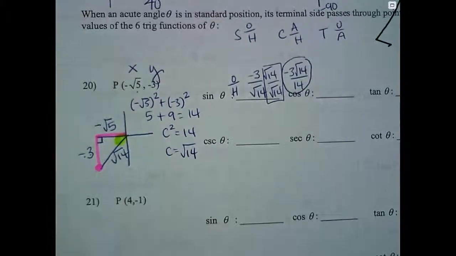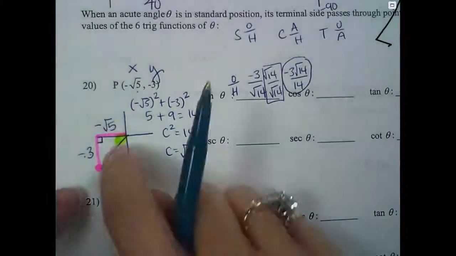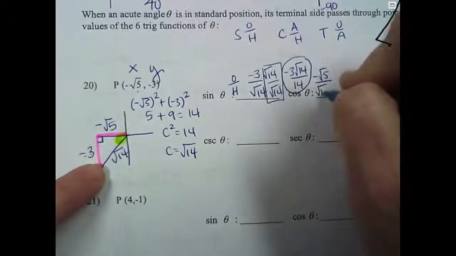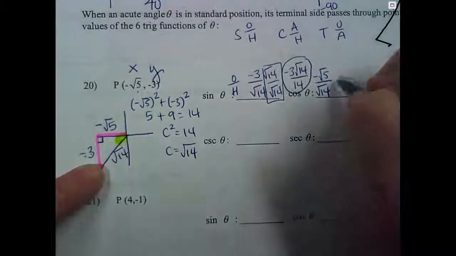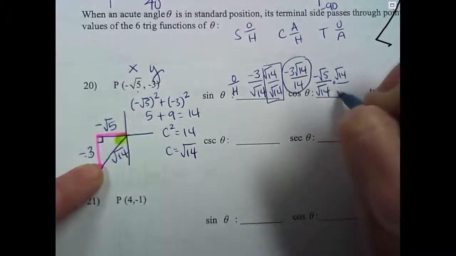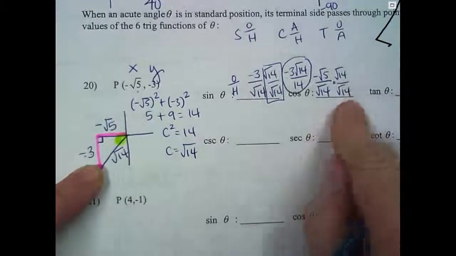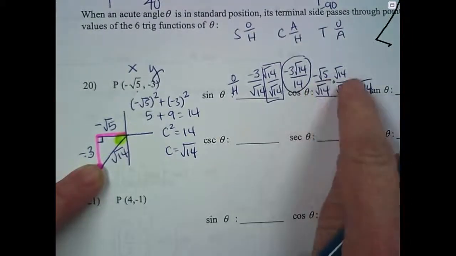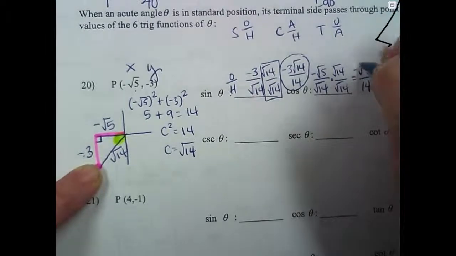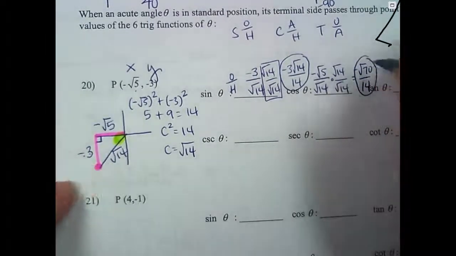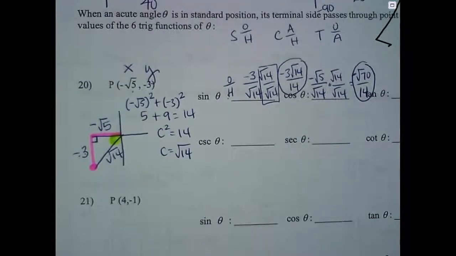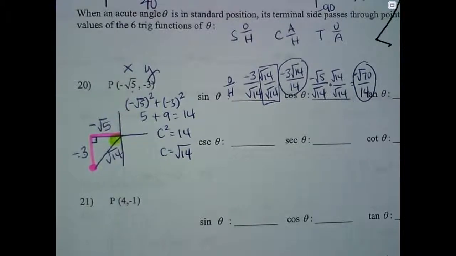Okay, adjacent over hypotenuse for this particular one would be negative root 5 over root 14. You're not allowed to have a radical in the denominator, so you multiply both the top and the bottom by root 14. The root 14 times root 14 just drops, giving you 14. And the top, 5 times 14, is 70. But remember, it's negative. And it makes sense because cosine is the x value, right? So it's going to be negative.